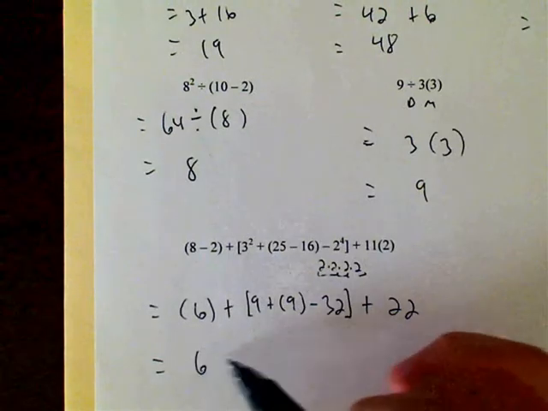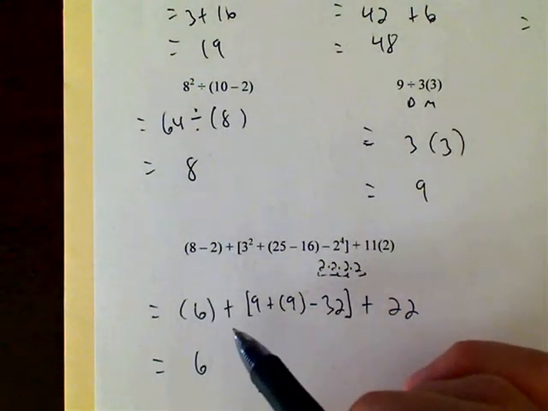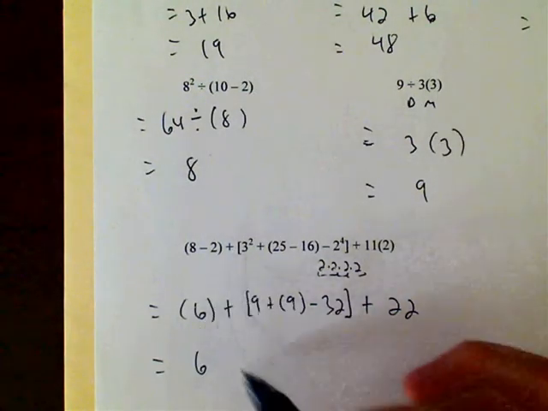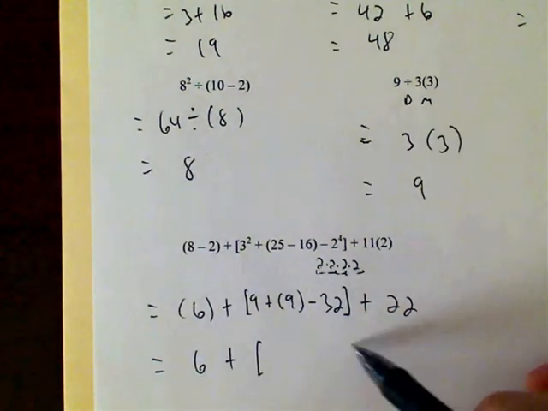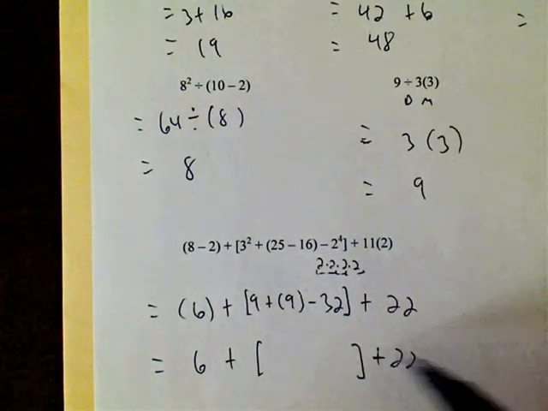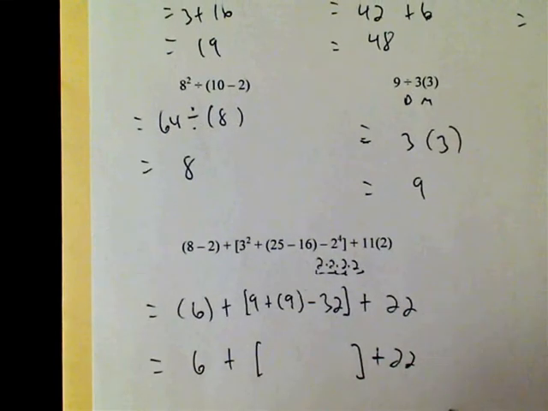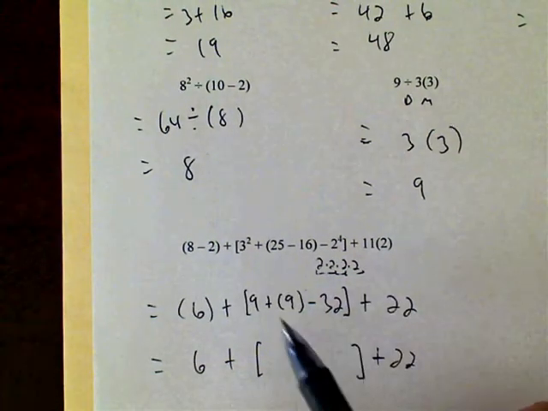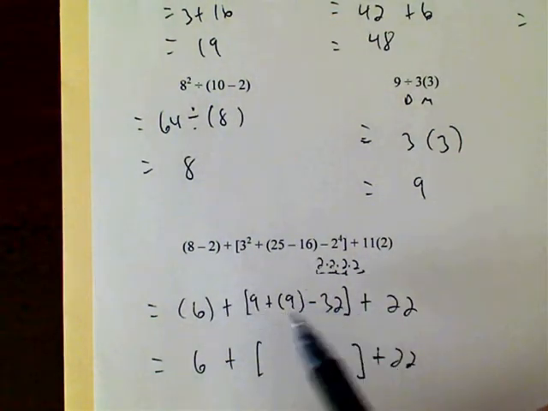So I'm going to bring down that 6. Those parentheses aren't necessary now because I just have a single number inside. These are some tricks that you're going to learn as you go. Ways to combine steps and leave out things that you don't need. And here I have all addition, subtraction, so I'm just going to go left to right.